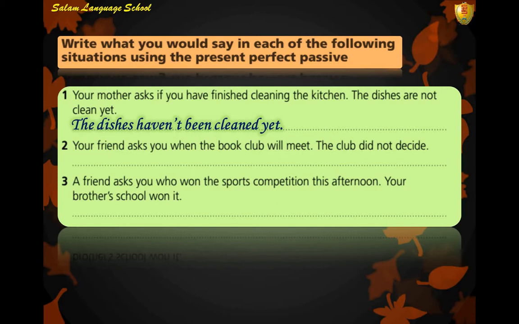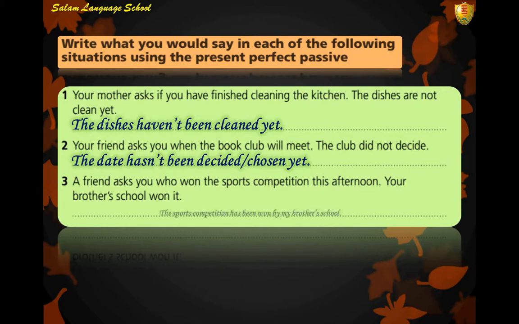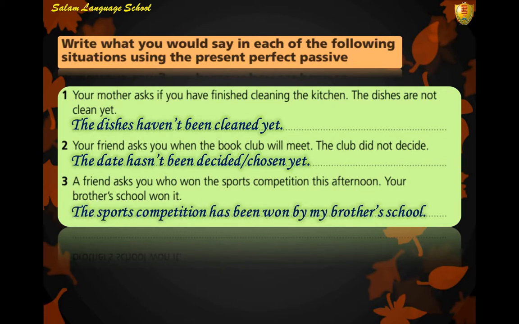Number 2: your friend asks you when the book club will meet. The club didn't decide. So the answer: the date hasn't been decided yet, or the date hasn't been chosen yet. Number 3: a friend asks you who won the sports competition this afternoon. Your brother's school won it. The answer: the sports competition has been won by my brother's school.